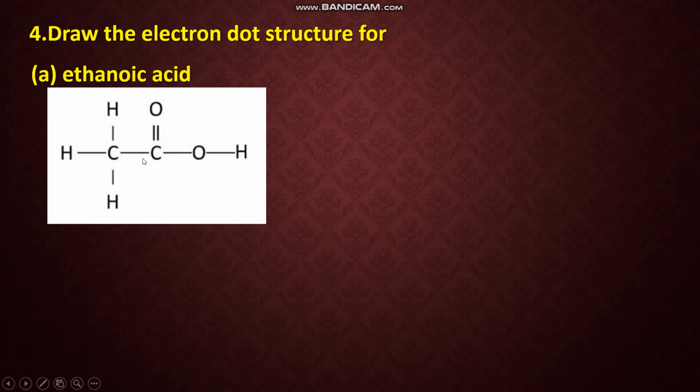So how to draw the electron dot structure here? Around each carbon draw a circle. For oxygen also draw one circle, hydrogen also draw one circle. Here this oxygen also draw one circle, and around each hydrogen draw the circles.